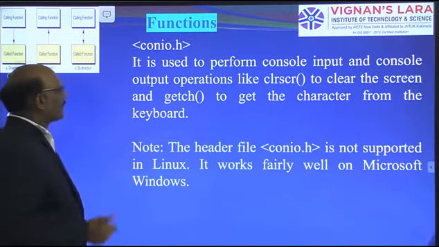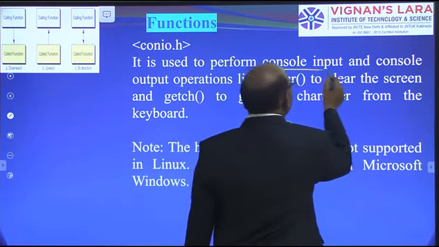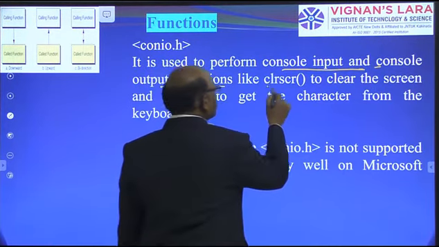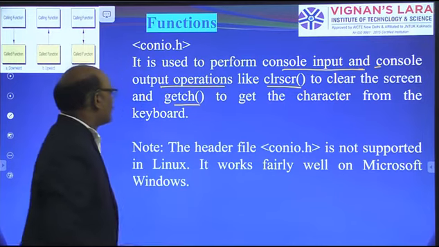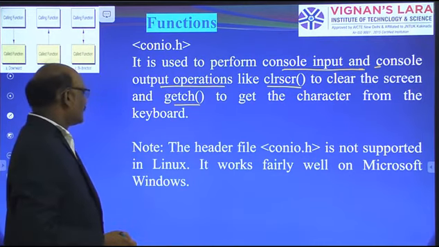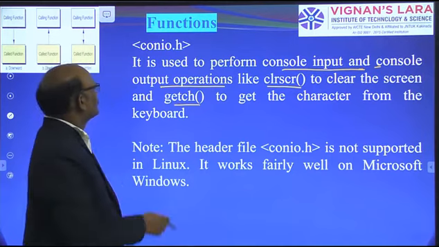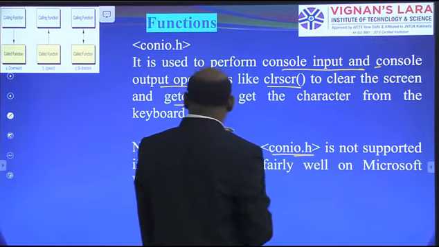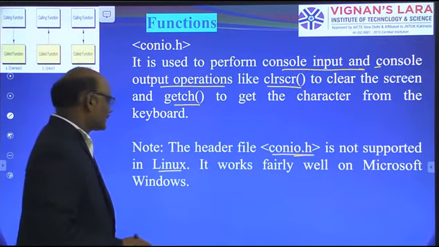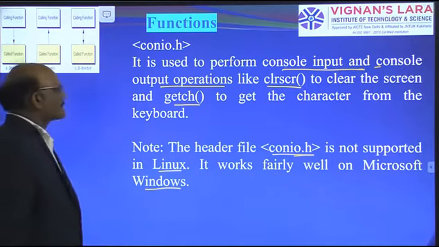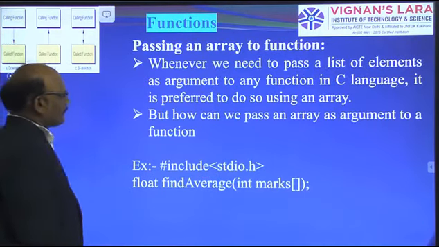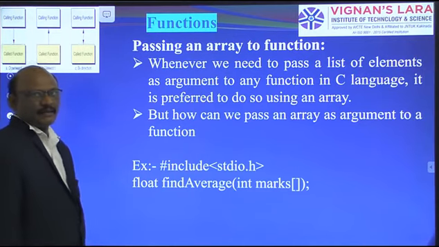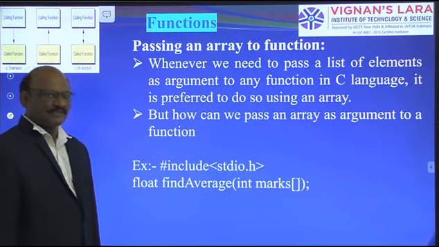Next, another one, conio.h. It is used to perform console input and console output operations like clrscr, to clear the screen, and getch, to get a character from the keyboard. Whenever you want these two functions, you need to include the conio.h header file. The header file conio.h is not supported in Linux. It works on Windows. So that is about standard library functions in C.